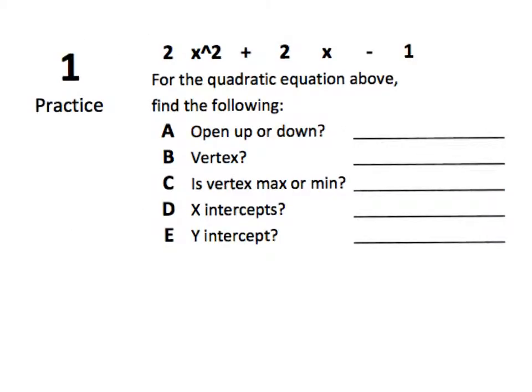The easiest ones to find on here are A, C, and E. A, does it open up or down? It's a matter of looking at the A value. 2, if it's positive, then this one opens up. And then, is it a maximum or a minimum? If it opens up, that means the bottom of the graph, the U shape, is at the bottom. That means it's going to be a minimum for the vertex.